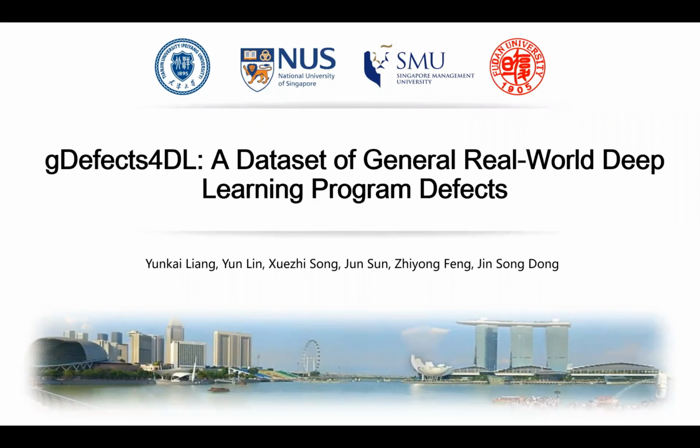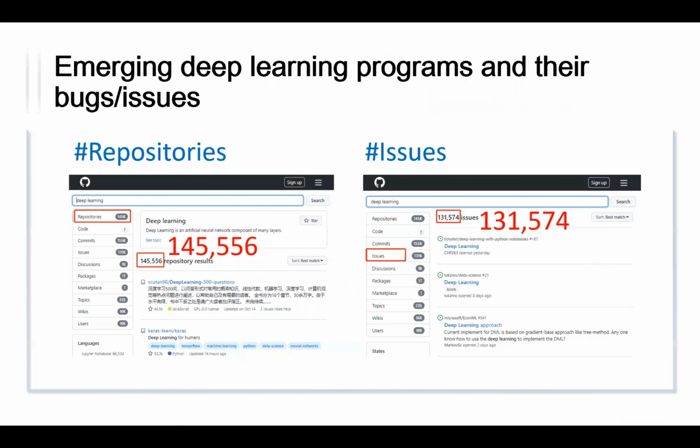Hi everyone. In this video, we will introduce gDefect4DL, a general bug dataset of deep learning programs. Nowadays, a huge number of deep learning programs are developed and maintained. A search with the keyword deep learning on GitHub can return over 140K repositories and over 130K issues. Therefore, there is a need for developing software engineering techniques such as bug localization and repair for them.